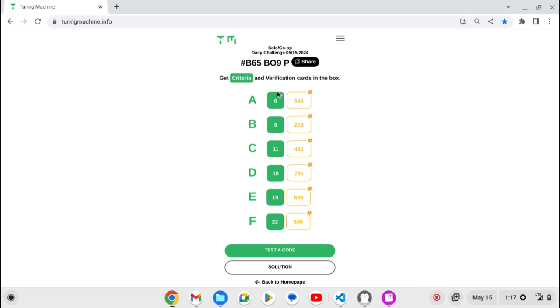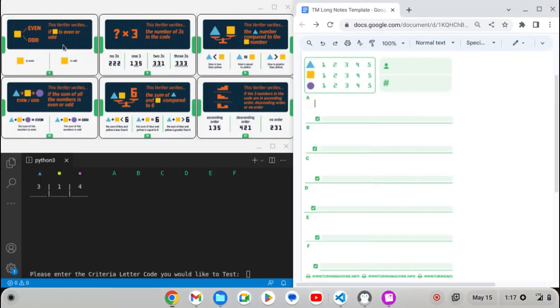So here are our 6 criteria cards: 6, 9, 11, 18, 19, and 22. And today's puzzle uses the yellow or orange colored verification cards. Let's go solve. So in our grid above, we have our 6 criteria cards. In the top row, we've got criteria A, B, and C. In the bottom, we've got criteria D, E, and F.